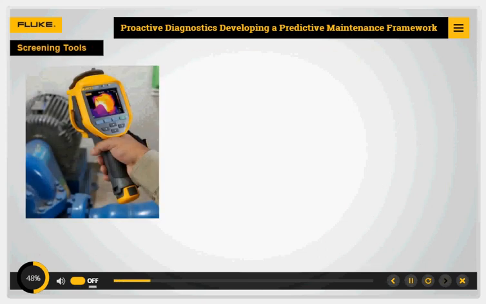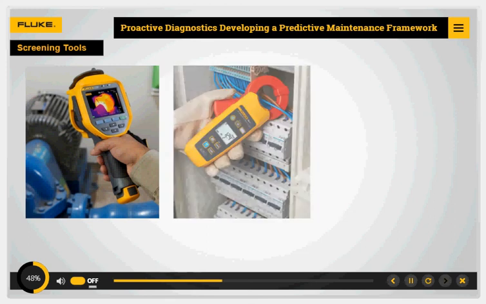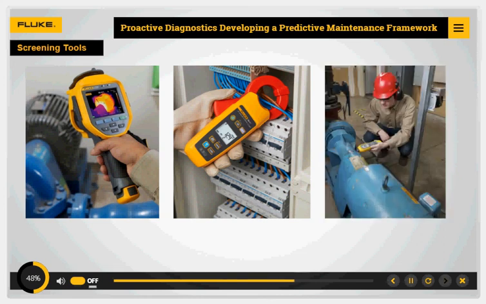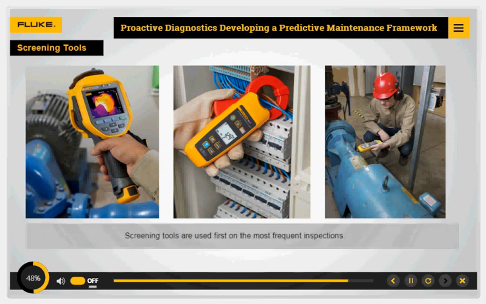When it comes to screening tools, an infrared camera allows you to see abnormal hotspots that can indicate electrical or electromechanical issues. A leakage current lamp checks for both leakage current issues and insulation degradation while equipment is operational. A vibration meter takes repeatable, severity-scaled readings of overall vibration and bearing condition. Screening tools are used first on the most frequent inspections.